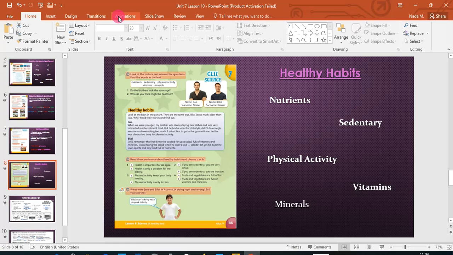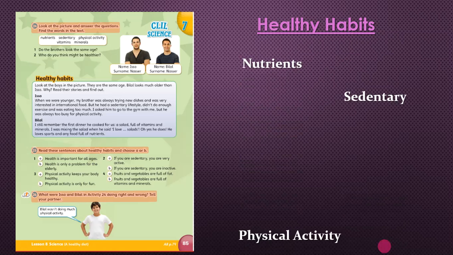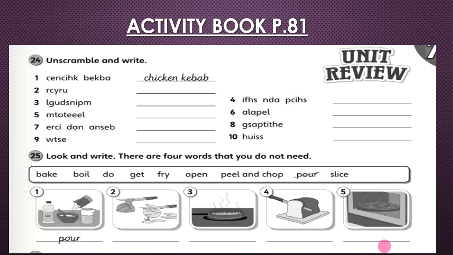Okay. Activity book, page 81. Unscramble and write. So we have scrambled words here from lesson 1, names of some food. You're going to write the correct spelling for each word. Write them in the correct order, or unscramble them.